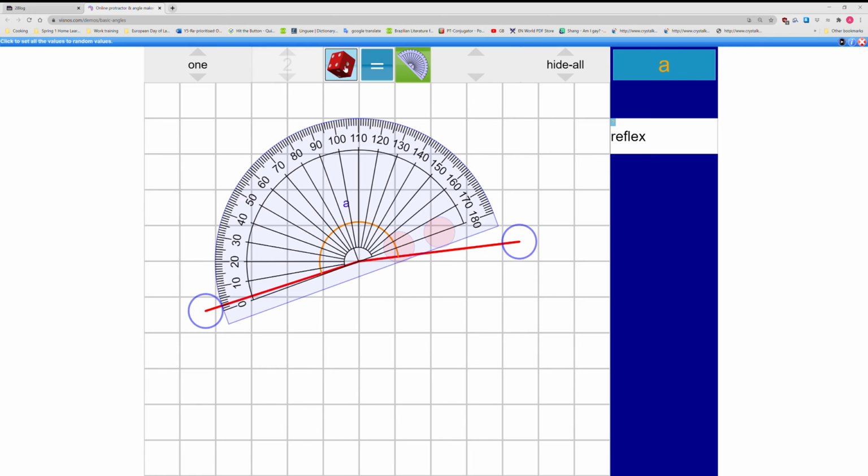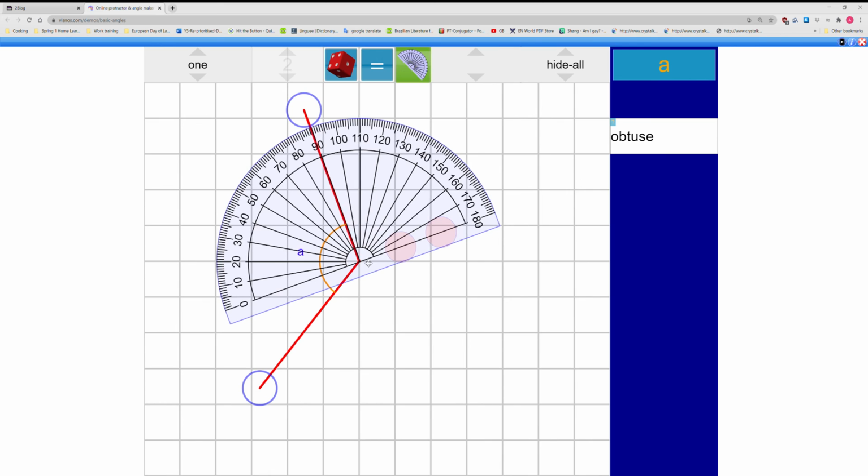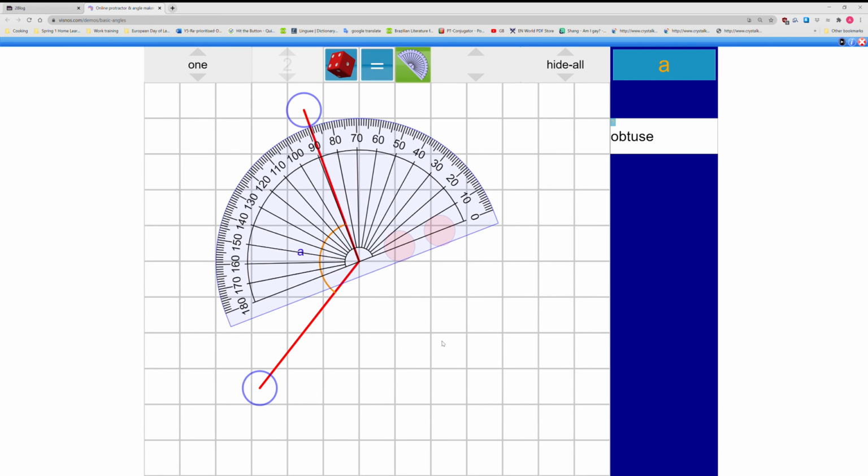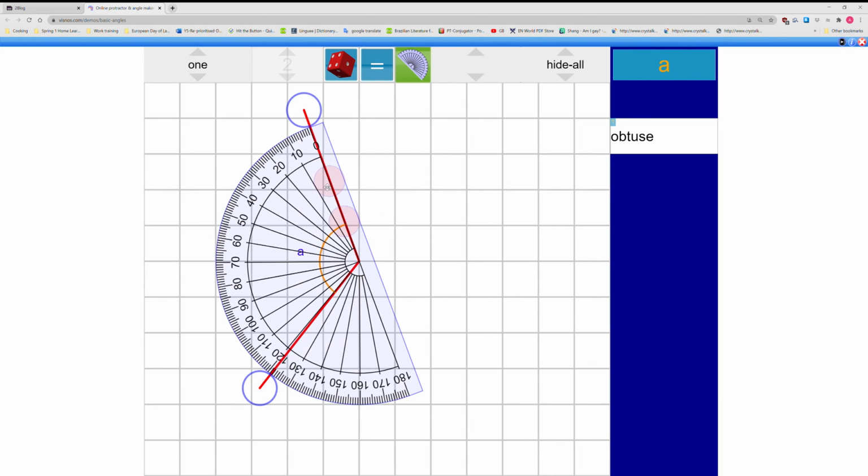Oh, this is going to be a reflex. I don't like reflex angles for this. Let's get an obtuse one, that seems good. Okay, so what are the steps? Firstly, make sure the horizon is on the corner. It's on the corner here. Well, that's pretty good. Then we're going to move this around so that the 0 is on the line. Do you know what? To make things more complicated, I'm going to make it like this. So this time I'm going to put the 0 up here. There we go. That looks good.